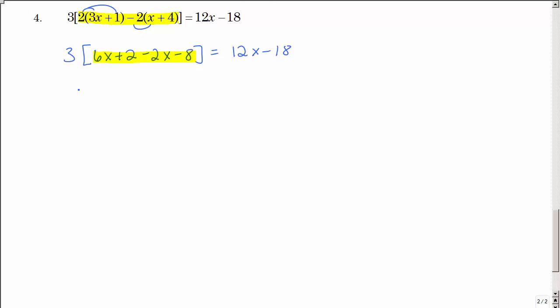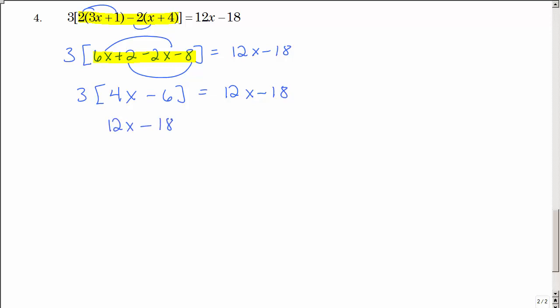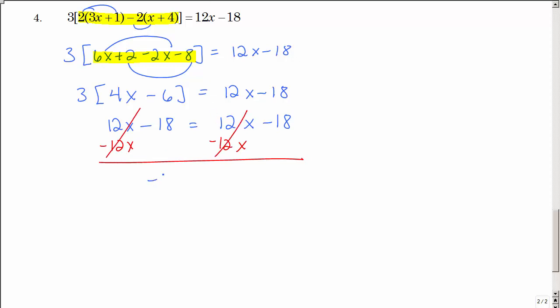Let's collect like terms inside. So I have 6 minus 2x and 2 minus 8. Now distribute the 3. And at this point you could say, hey, those are the same on both sides. That's a true statement. I know what the answer is. But just in case you didn't, you could keep going and say, well, I'm going to move my x's. And then you could say, oops, those all canceled out.